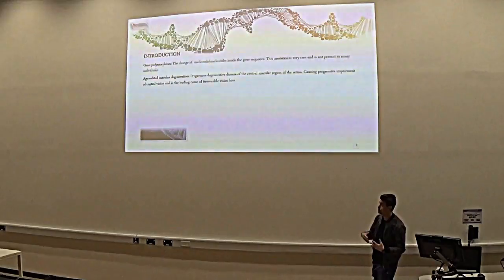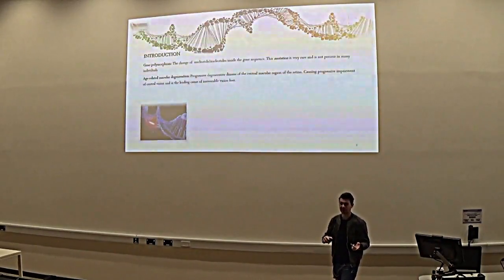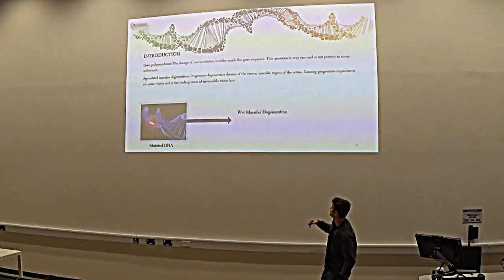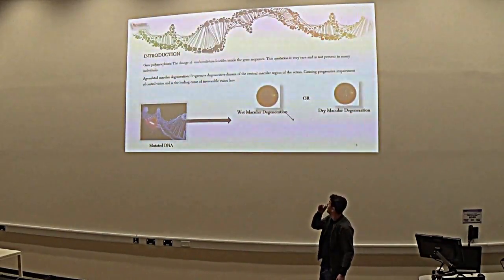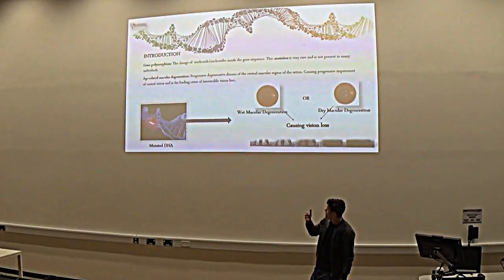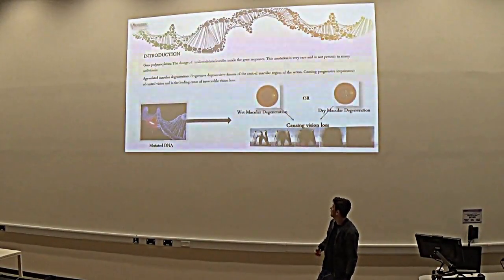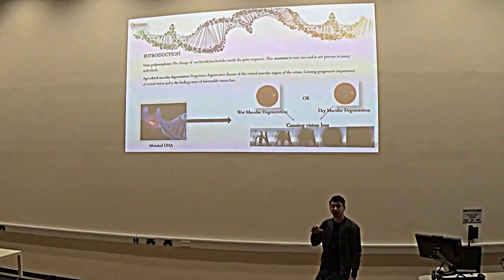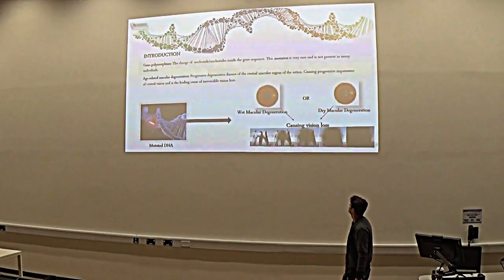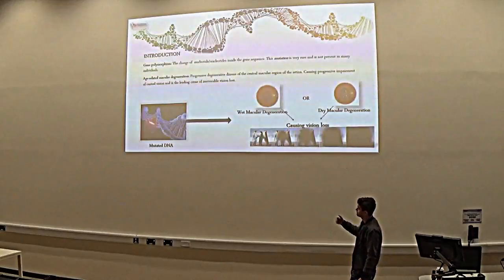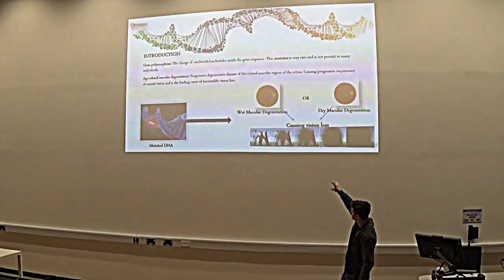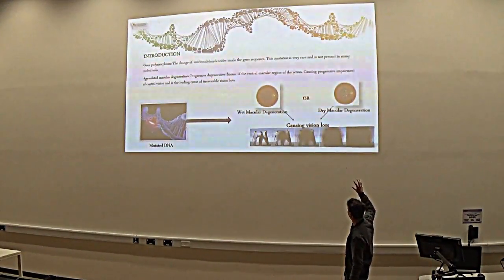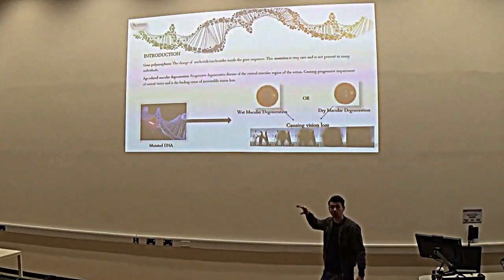Gene polymorphism is a change of a nucleotide or multiple nucleotides inside a gene sequence. This mutation is very rare, it is not present in many individuals. Age-related macular degeneration is a progressive degenerative disease of the central macular region of the retina. It is causing vision loss, as you can see in this picture here. The disease starts with a small black patch, and it is going to develop and get bigger until you are going to lose your vision.